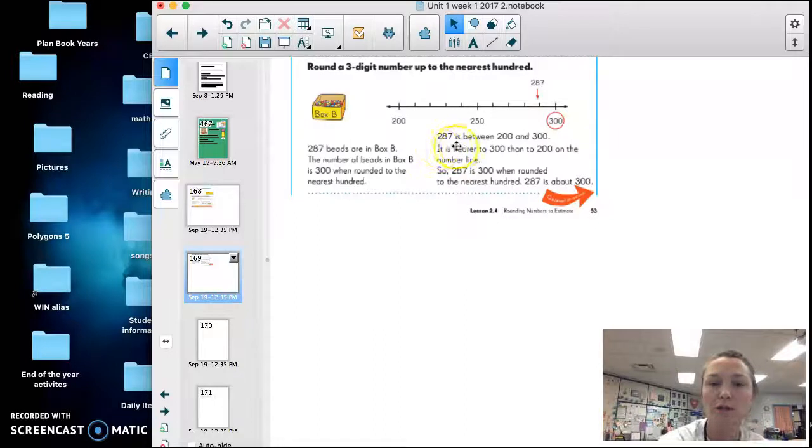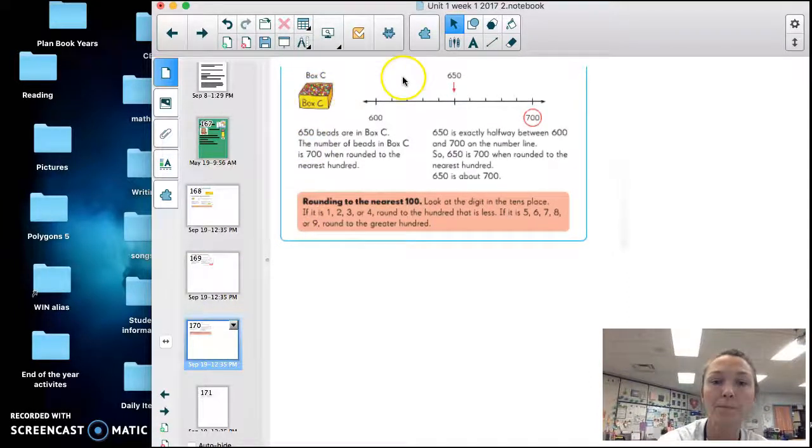So 287 is between 200 and 300. It is nearer to 300 than to 200 on the number line. So we say that 287 is 300 when rounded to the nearest hundred. So it is about 300. So 287 is about 300. And that's how you round up.